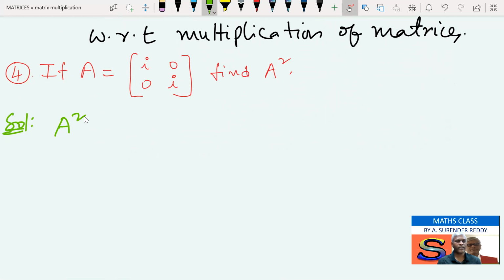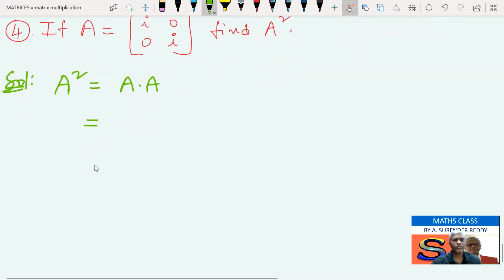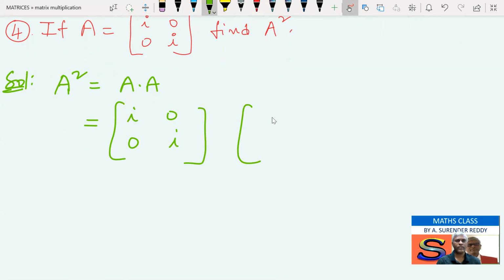A square is equal to A into A. A square is nothing but A into A. So multiply A with A. That is [I, 0; 0, I] into [I, 0; 0, I].